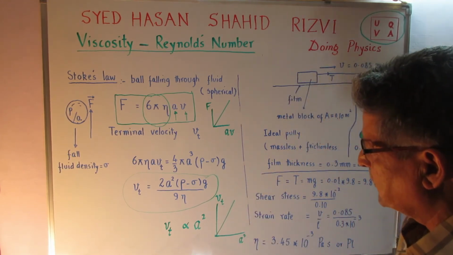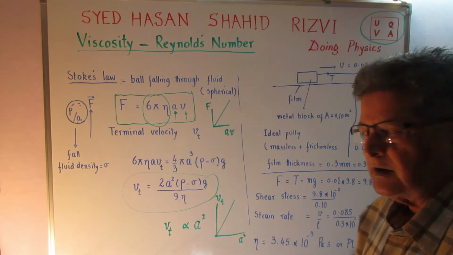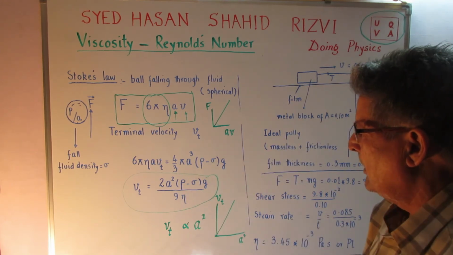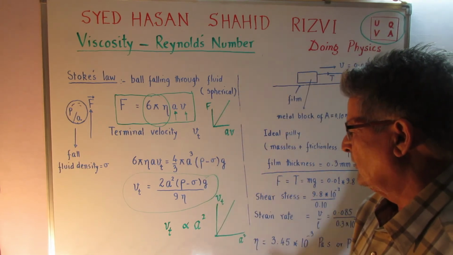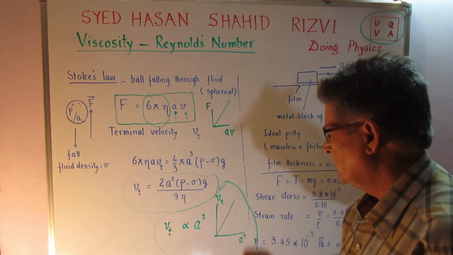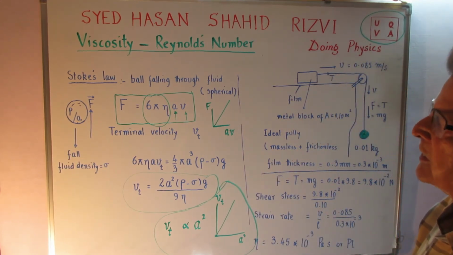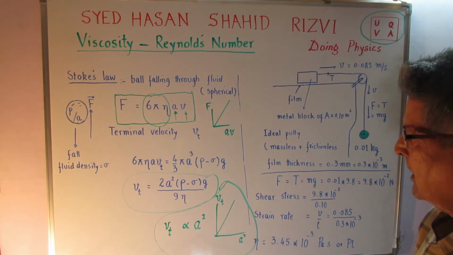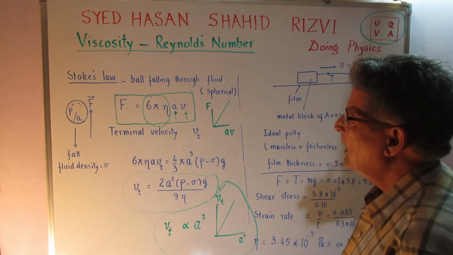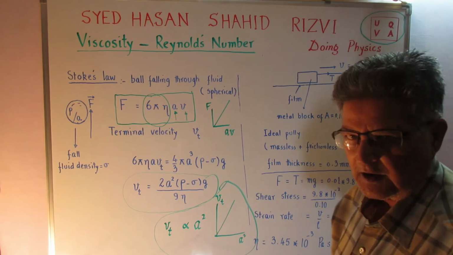Slope of the graph will give you 2 rho minus sigma g upon 9 eta. So therefrom also, if we don't know the value of eta, we can calculate the value of eta if we have this kind of a relationship, study of this kind of a relationship. So very interesting about the Stokes law. Okay, and now next we discuss what is Reynolds number.